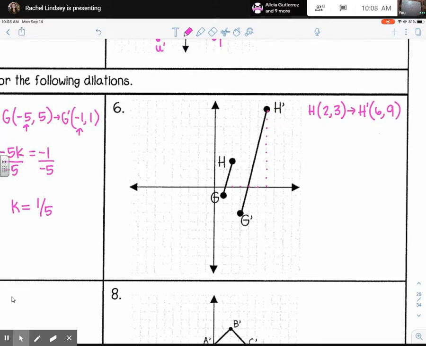Okay? So there's my original H and then my H prime. I had to multiply 2 and 3 by something to get 6 and 9. So I normally look at the x values. You can look at the y values. So you can either do 2 times a k gave you 6, or 3 times a k gives you 9. This one's looking at the x's, this one's looking at the y's.